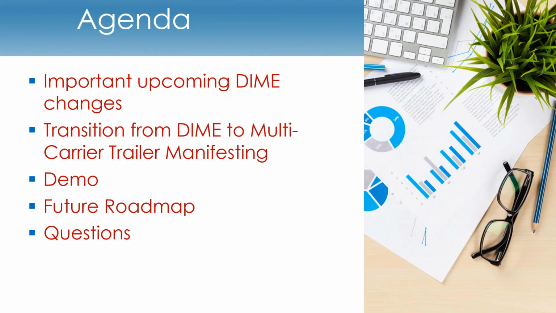So today what we're going to be talking about is to review some of the critical upcoming changes in DAT-MAIL's DIME interface. We'll talk about the transition from DIME to a multi-carrier trailer manifesting system. We'll turn it over to Lloyd and he'll walk us through these changes. And then we'll cover a future roadmap for the DIME interface. And we'll also have the opportunity for a Q&A session.